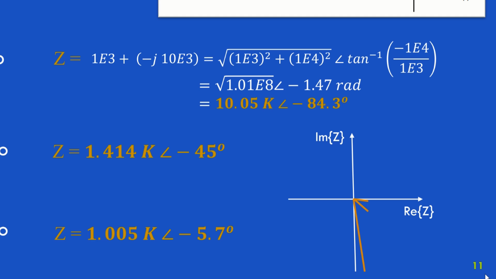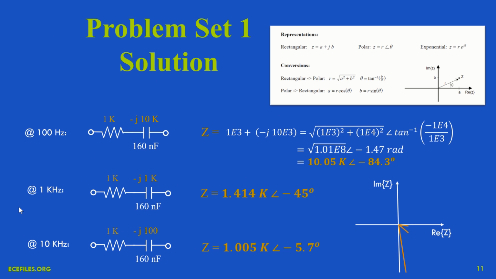One way to look at that and understand a little bit more is to plot the number. And here I've gone out 1K to the right and down 10K. And that's the number 1e3 plus negative j 10e3. So I'm right here. And that vector doesn't look too much different than if I had just gone down here. Yes, there's a little bit of an angle to it, but the length is almost identical. And that's what the math is telling us. Okay, I can do the other two problems much quicker now.